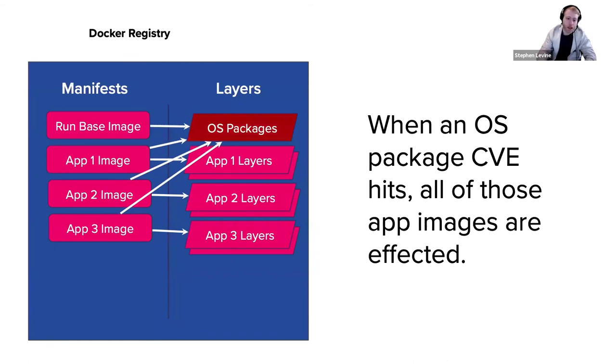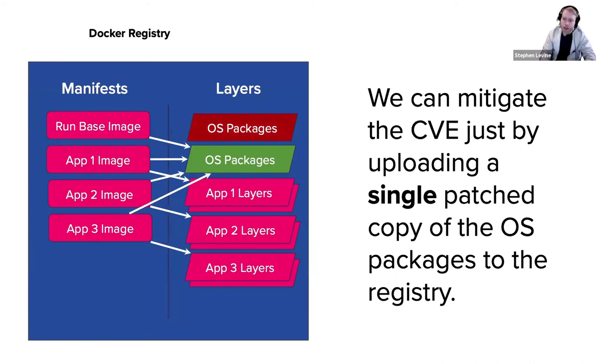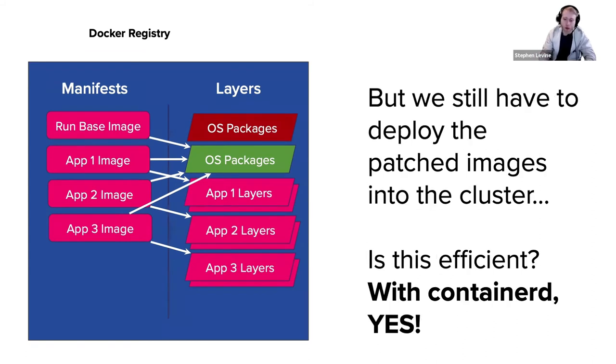When there's a vulnerability in the operating system packages, we're going to update that runtime base image, upload a new set of operating system packages. And all we have to do to patch all those applications is make a quick change to their image manifests to point to the new set of packages. This doesn't require any additional uploading, it's just a metadata change for those JSON files in the registry. You still have to deploy those, but that deployment process, thanks to containerd, is also very efficient.